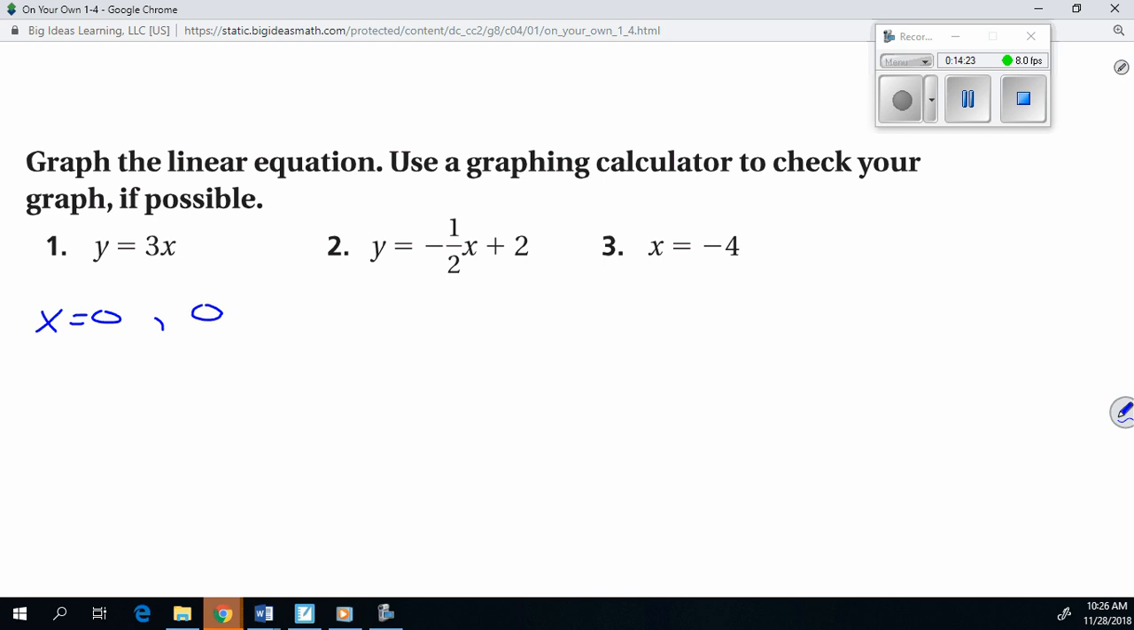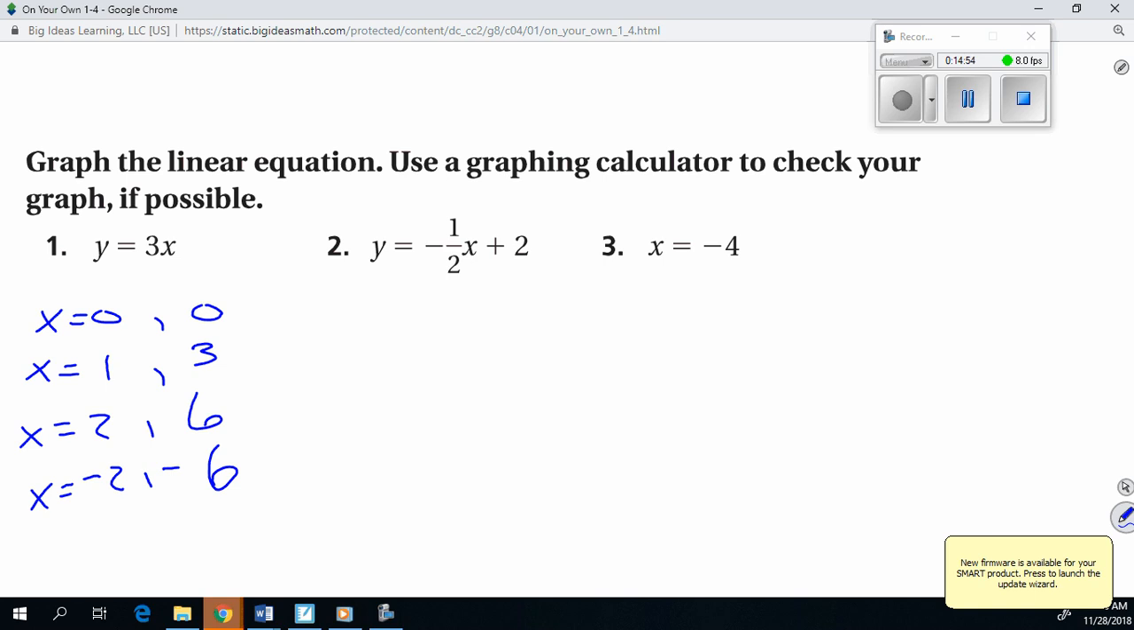Now, what if I made x 1? So if x is equal to 1, it's 1 times 3 is 3. That means y is 3. If I made x equal to 2, 2 times 3 is 6. Y is 6. If I made x negative 2, negative 2 times 3 is negative 6. So y would equal negative 6.